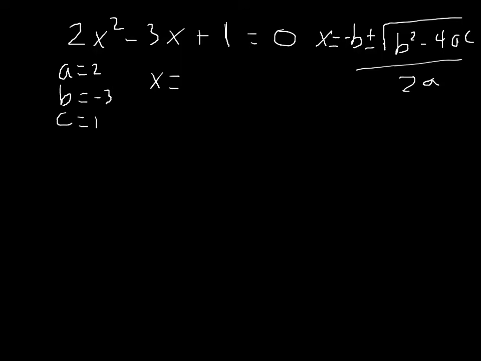even in part 2 of this worksheet they won't need to be able to make the substitutions, but in the exit slip they'll need to be able to go through the whole process. And so x equals the opposite of b, which would be positive 3. Plus or minus means you're going to get two solutions.